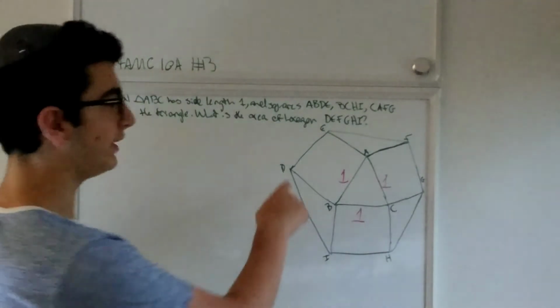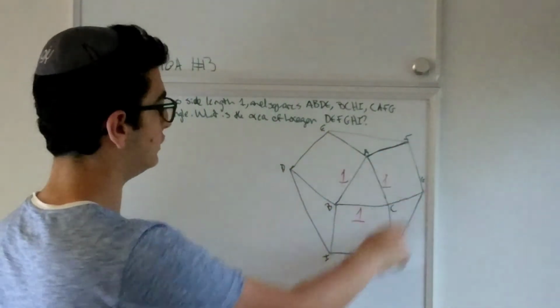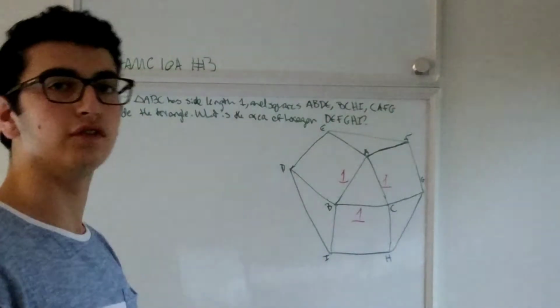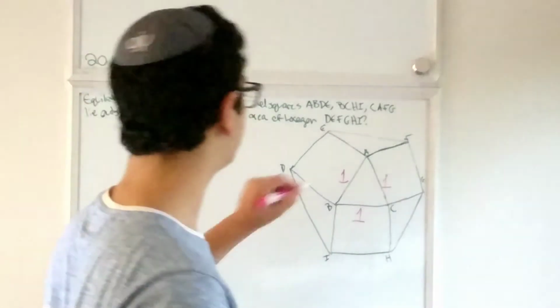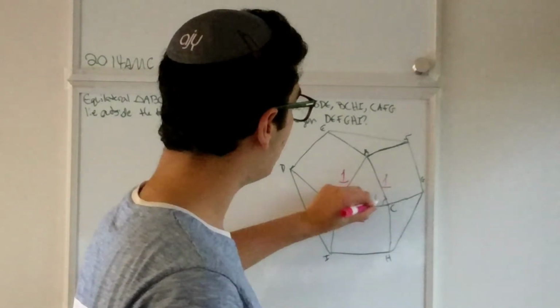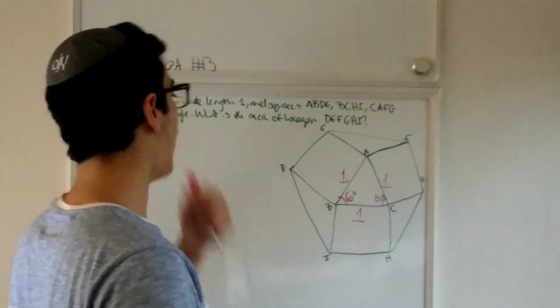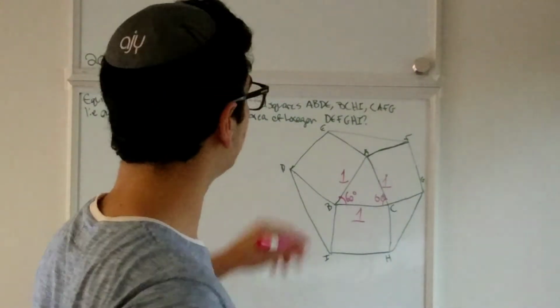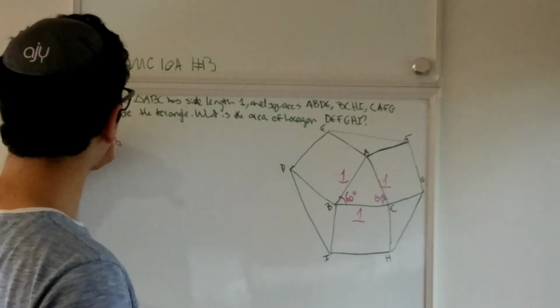Now I need to know what the area is of the hexagon DEFGHI. So the first thing I'm going to do is find the area of this equilateral triangle. Since it's an equilateral triangle, all of these have 60-degree angles. And we know that the area of a triangle is 1/2 base times height.